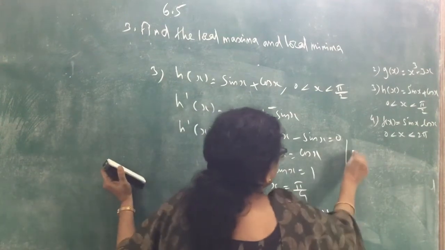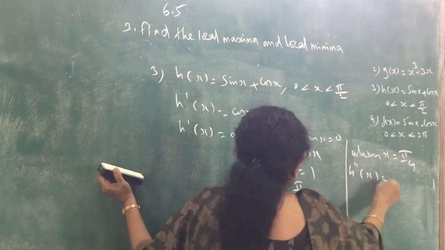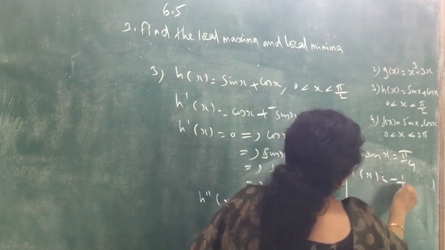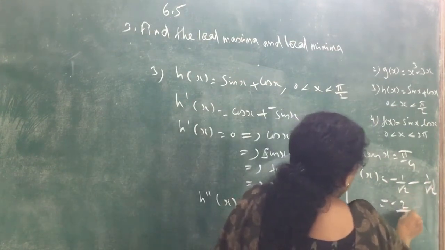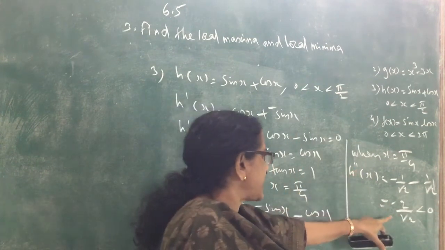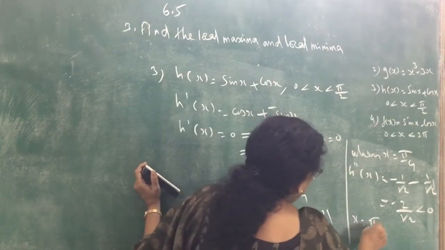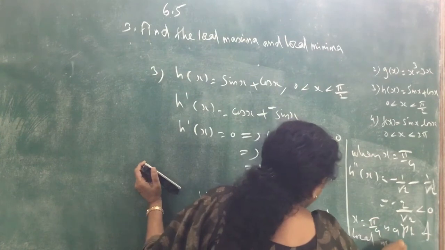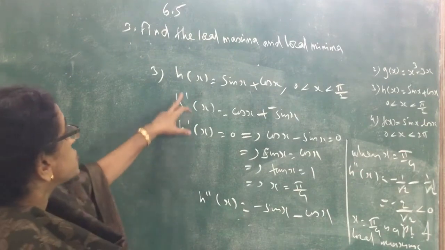Now when x equal to pi by 4, h double dash x equals minus sin pi by 4, which is minus 1 by root 2, minus cos pi by 4, 1 by root 2. So minus 2 by root 2, that is less than 0. The second derivative is negative. If the second derivative is negative, this is a point of local maxima. Therefore we can write x equal to pi by 4 is a point of local maxima.